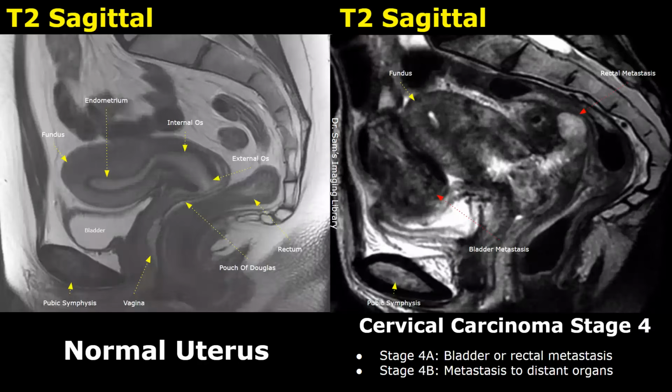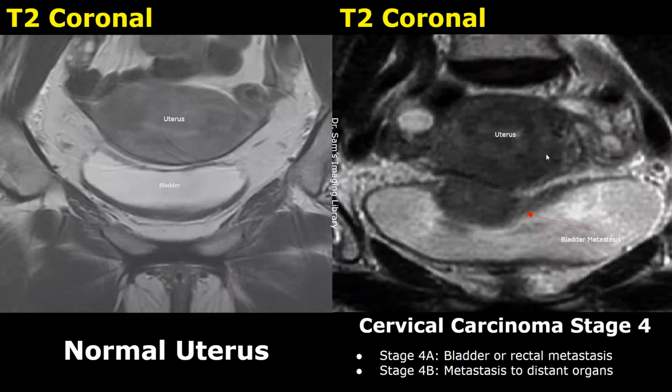Stage 4 is the final stage. In stage 4A, there is bladder or rectal metastasis. The cancer has spread to the bladder over here and also to the rectum over here. This is a coronal view showing bladder metastasis in a stage 4A cervical carcinoma.